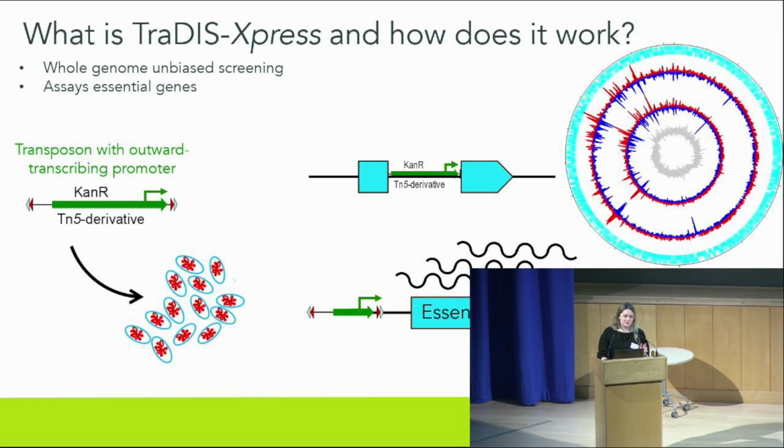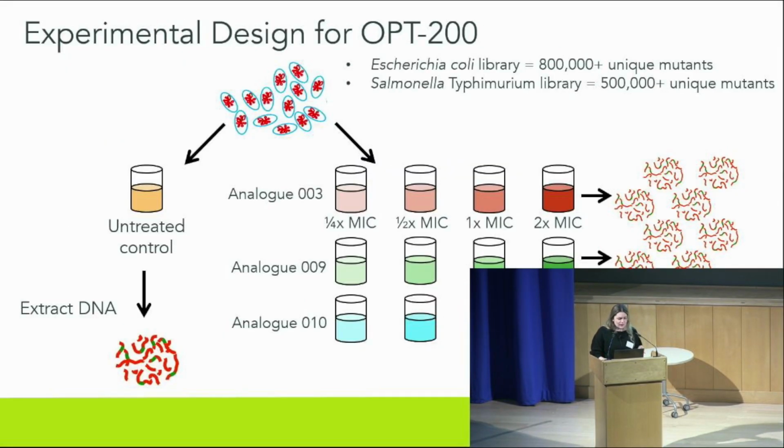So we use this TraDIS-Xpress. That's what our genomes look like. They're really highly saturated with transposon insertions. We used our E. coli library and our Salmonella typhimurium library, our two main workhorse gram-negative libraries, and we exposed them to the three analogues of the drug OPT200 that we got sent, at 4 concentrations around the inhibitory concentration of the drugs.